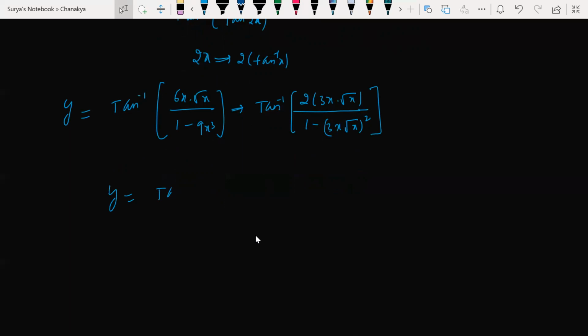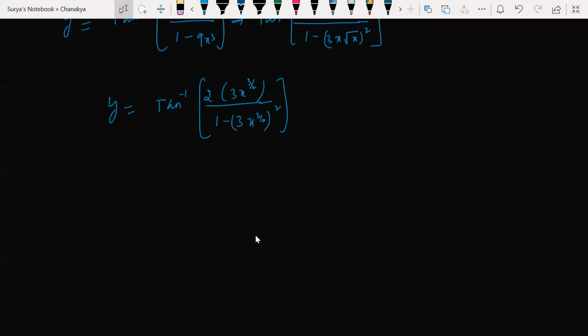So y is equal to tan inverse of 2 into 3x to the power of 3 by 2 whole divided by 1 minus 3x to the power of 3 by 2 whole square, right? So y is equal to what? 2 times tan inverse of 3x to the power of 3 by 2, taking this 2 outside, right?